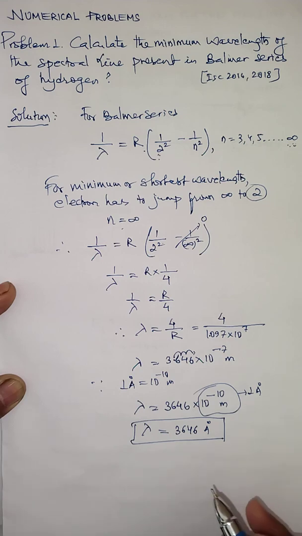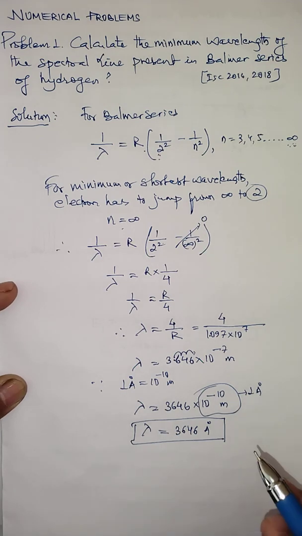This is the minimum or shortest wavelength that can be measured under the Balmer series of the hydrogen spectrum. And you know the Balmer series of the hydrogen spectrum lies in the visible region, visible light. So this is one of the numericals based on the Balmer series. Now we will solve our next numerical, problem number 2.